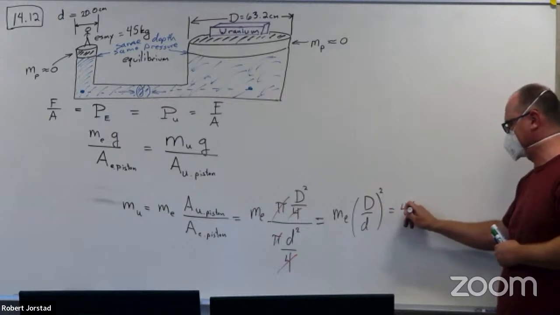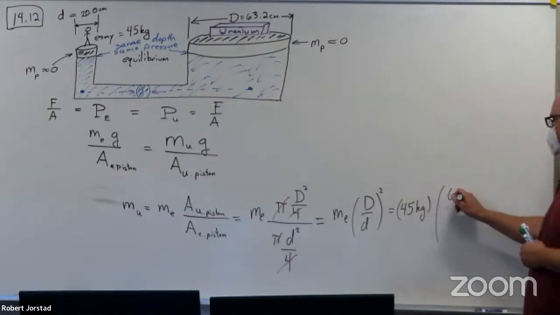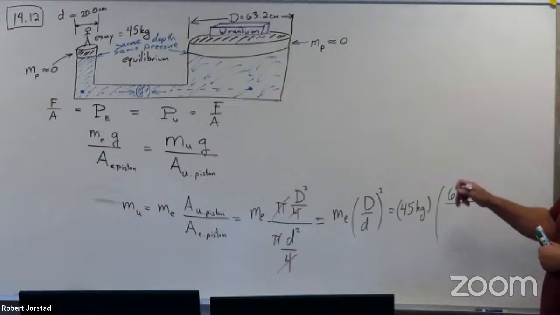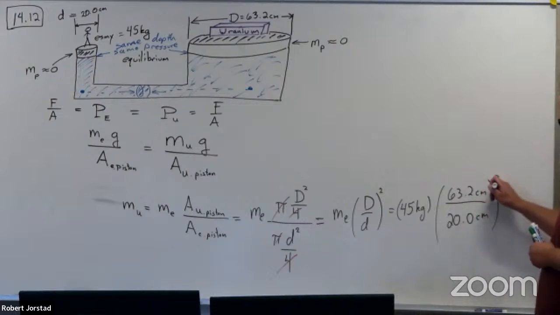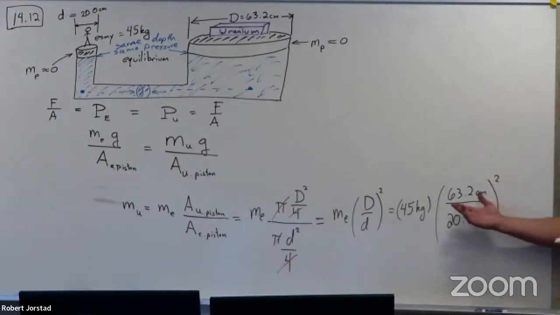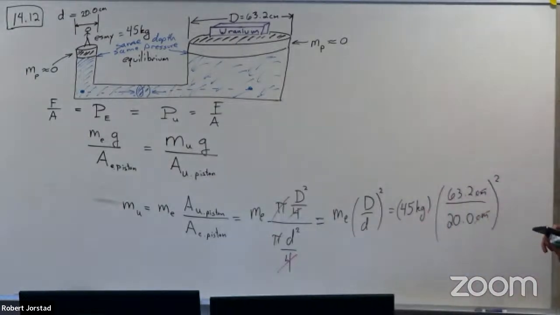So we could plug this in. 45 kilograms times the big diameter was what, 63.2 centimeters. The small diameter was 20, I think. Notice I didn't have to convert in this one instance because I take the ratio and the units drop. That's why I didn't convert to meters in this one case. Let's figure it out. Punch it in. Okay, 45, whoops. 45 times 63.2 divided by 20, quantity squared. Whoa.